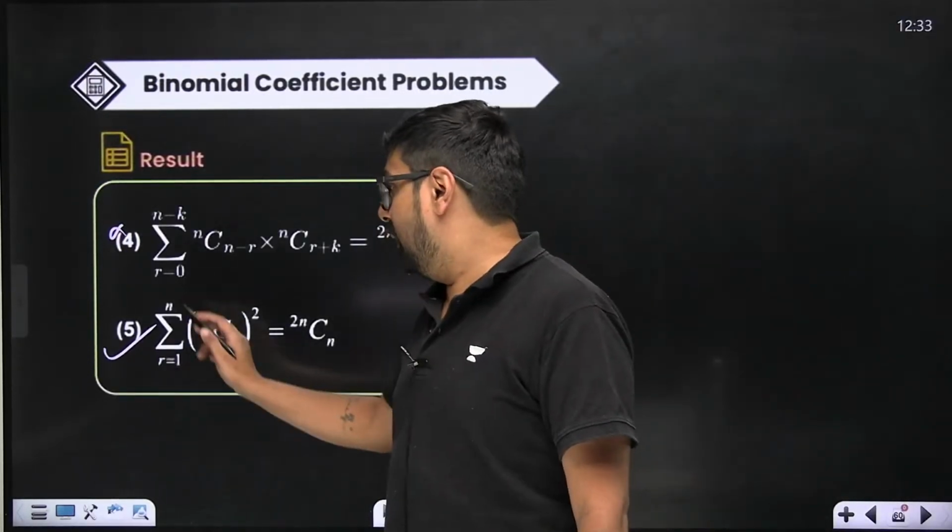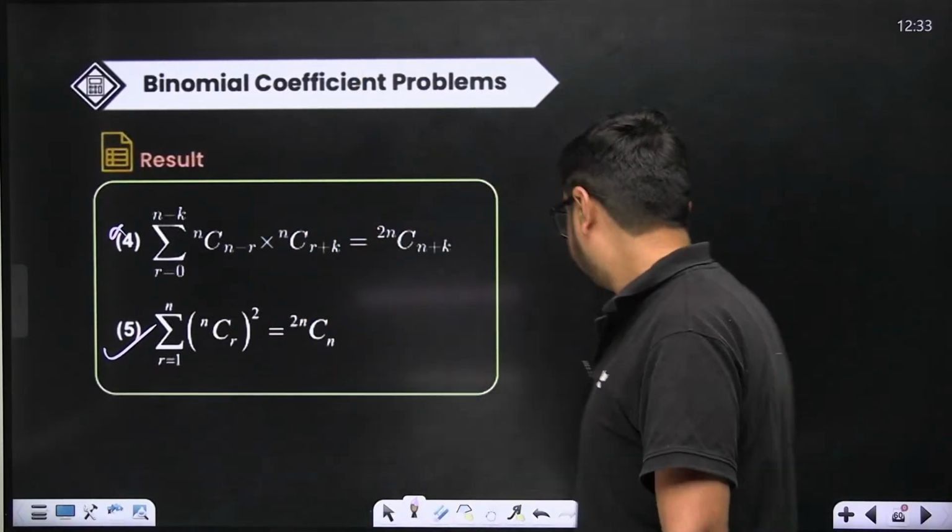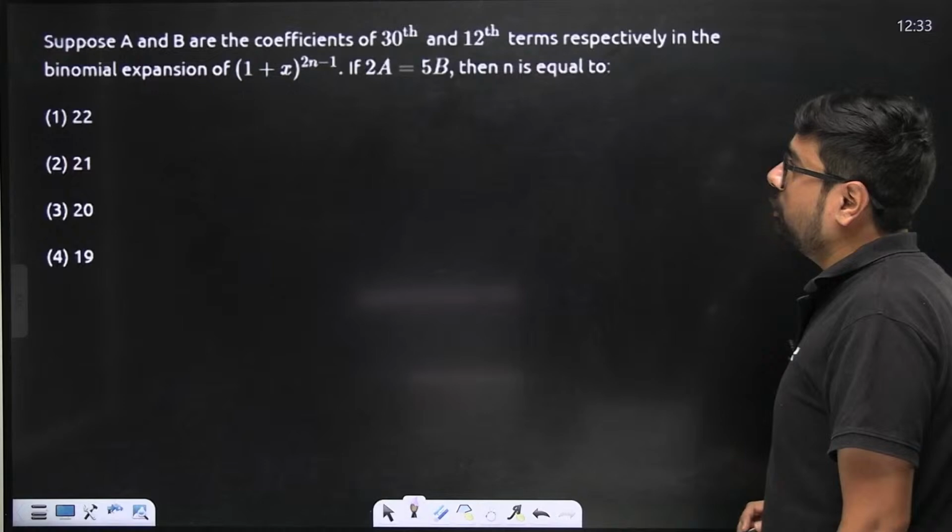Here also 1 to n. Right. The summation of (nCr) whole squared will be 2n Cn. Remember this. Okay, now let's jump on to the questions.